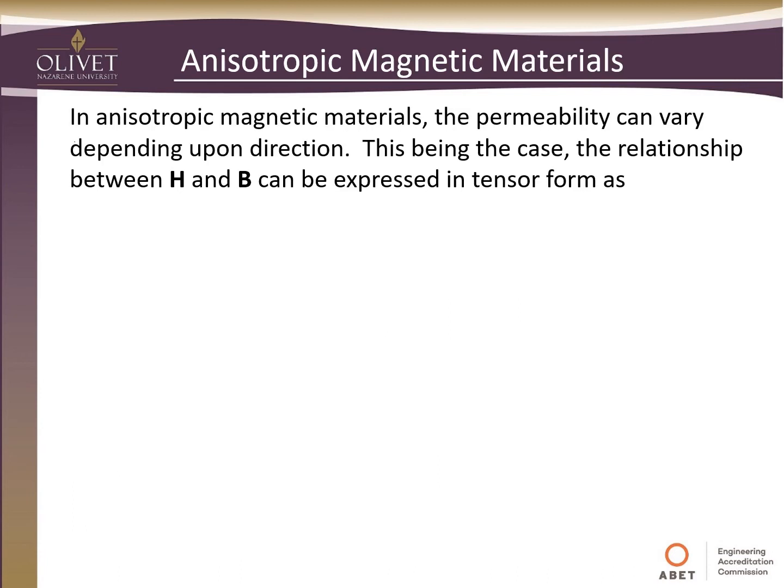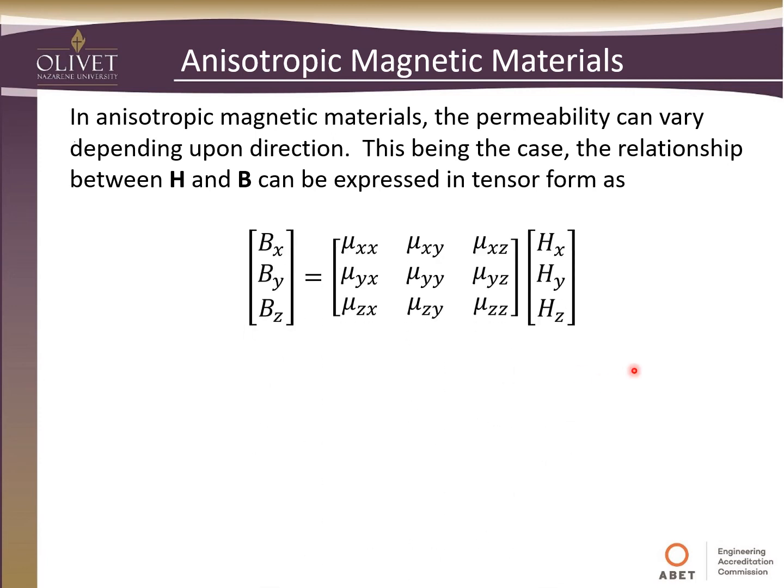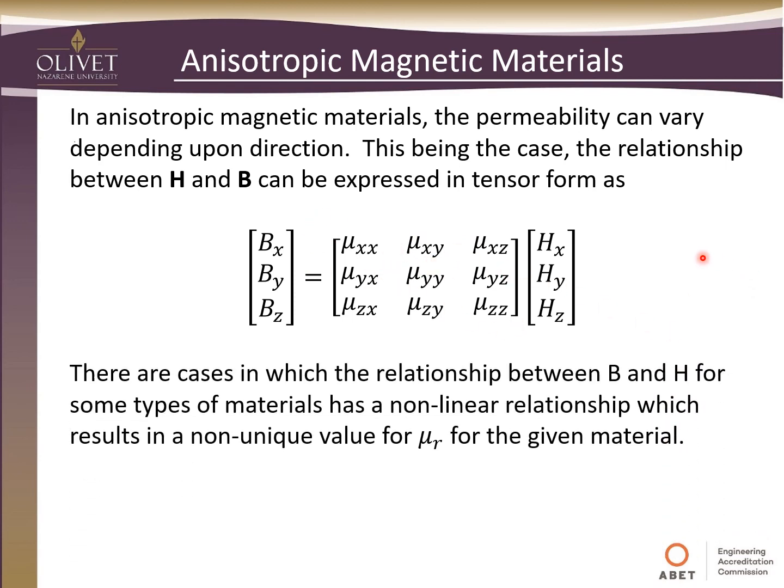So if we're dealing with anisotropic magnetic material, which is not uncommon, the permeability can vary depending upon direction. So this being the case, much like we saw with dielectrics, the relationship between the magnetic intensity vector and the magnetic flux vector can be expressed in tensor form. So here, this is going to account for, am I moving in the x direction, the y direction, some direction in between. This tensor will take care of that if the permeability changes depend on direction.